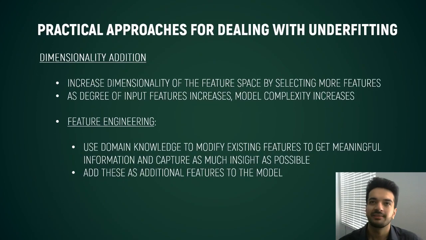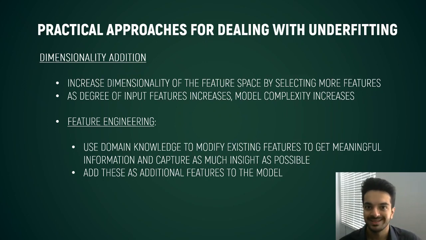Now, one practical approach for dealing with underfitting is dimensionality addition. Remember, in my previous video I discussed overfitting, where dimensionality reduction was one way of dealing with overfitting. For underfitting, you're trying to add dimensionality. You're trying to increase the dimensionality of the feature space by selecting more features. And as the degree of input features increases, the model complexity also increases.